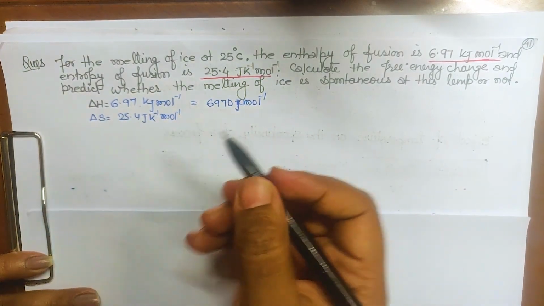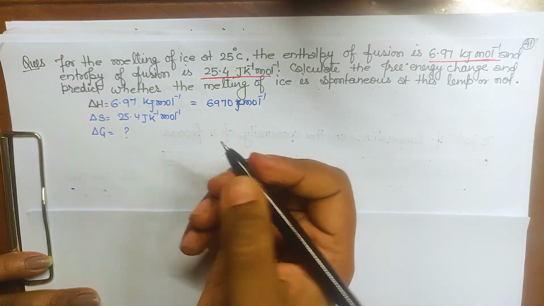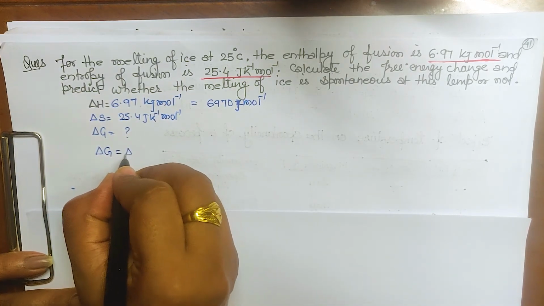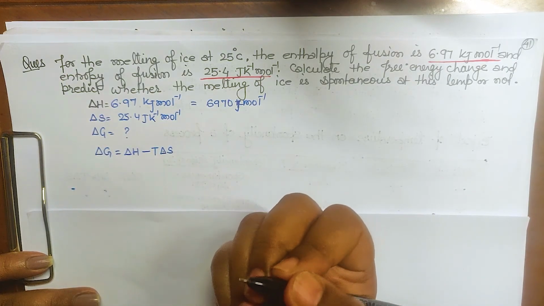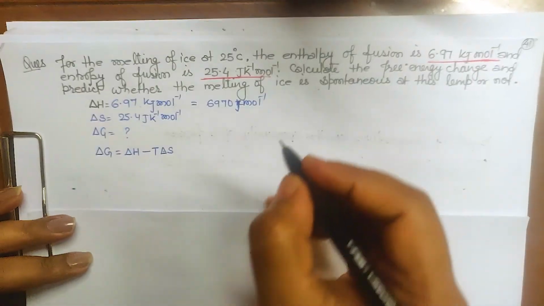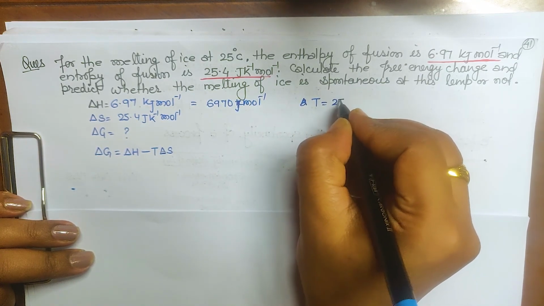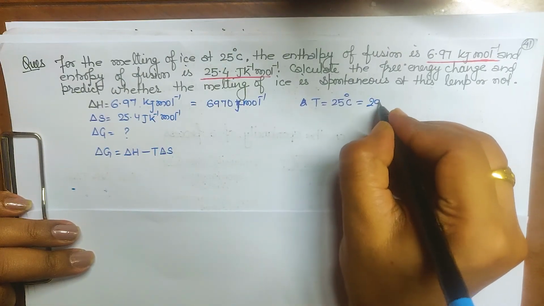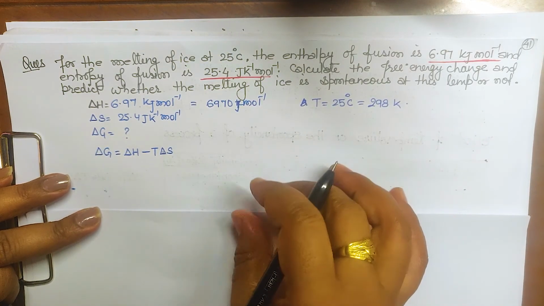Then what you have to find, calculate the free energy change, that means delta G you are supposed to find, and we have a formula. Delta G is equal to, which equation is it? Gibbs-Helmholtz equation, isn't it? So delta G is equal to delta H minus T delta S. Just put in the values. What temperature will you take? It is 25 degrees Celsius, so T is given as 25 degrees Celsius. You have to convert this into Kelvin, so this is 298 Kelvin. Got it here?